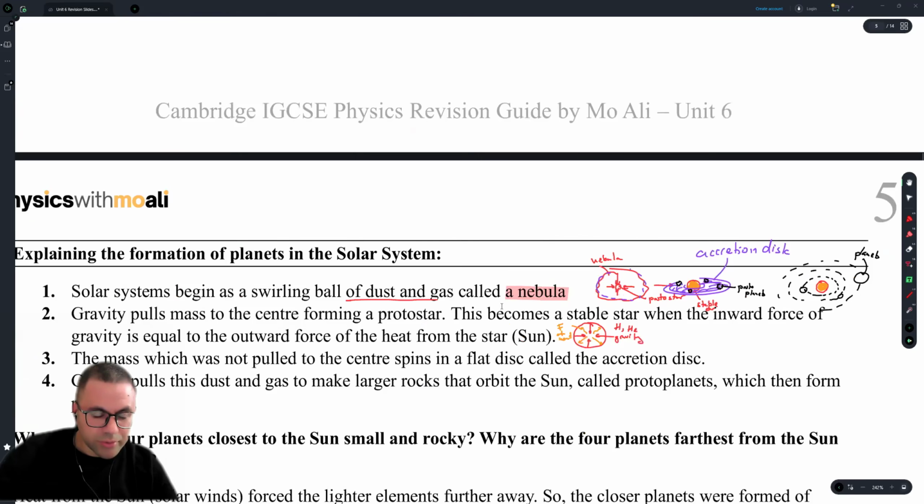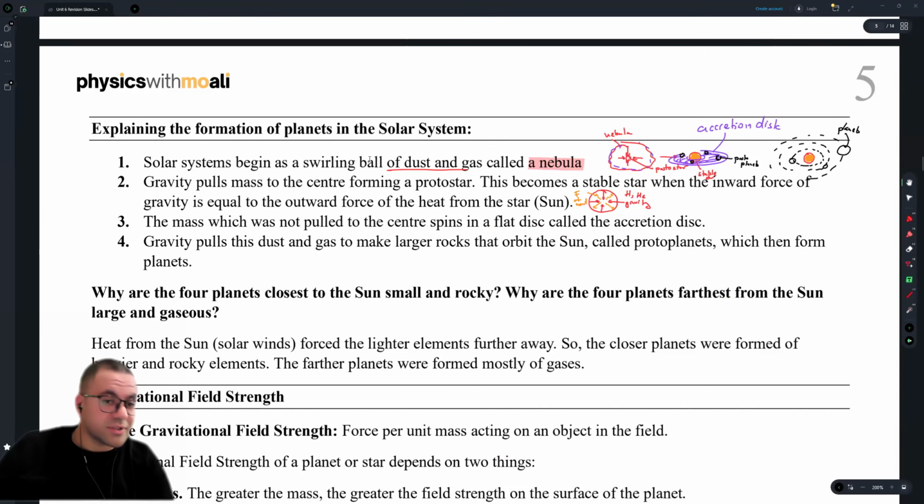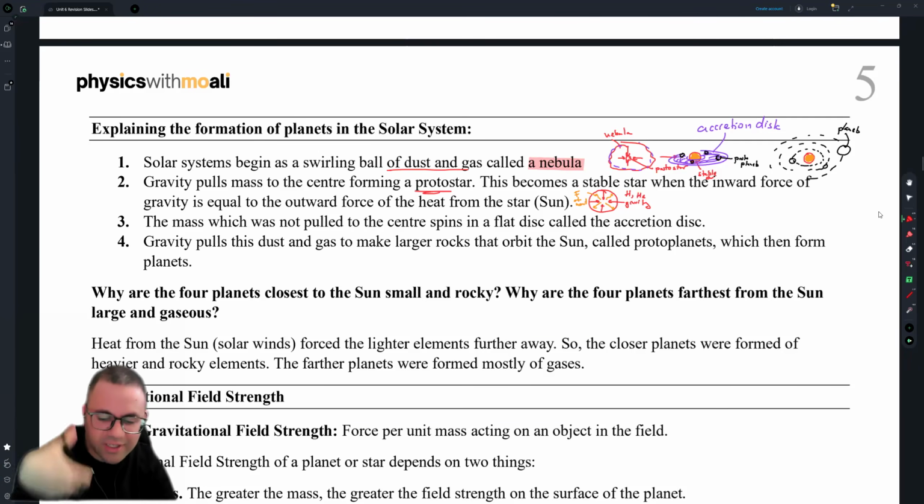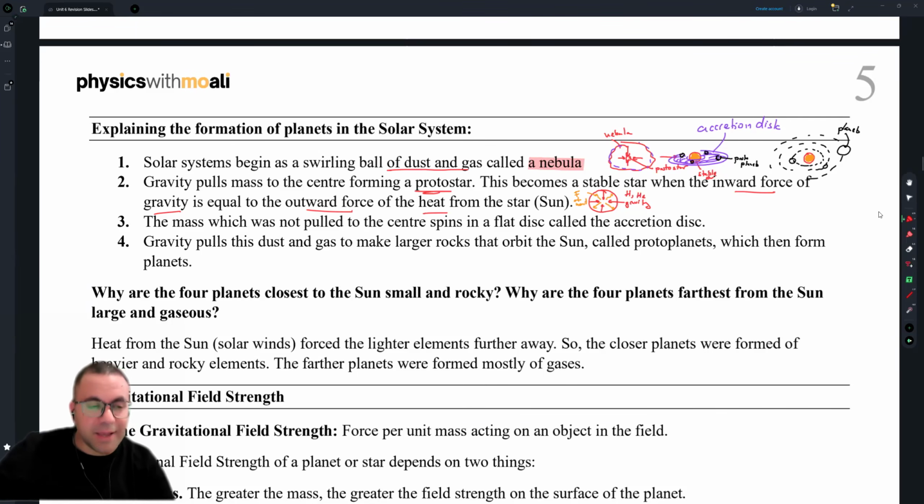Now, let's go through the steps again. You just need to remember the steps again. The solar system begins as a ball of dust and gas. You don't have to use the word swirling, for example. It's a bit too colorful. Dust and gas called a nebula. Then gravity pulls mass to the center, which forms a protostar. The word proto in space means in the process of becoming. So it's going to become a star. It's still forming into a star. And then it becomes a stable star when the inward force of gravity is equal to the outward force of the heat. Then any mass that's still left outside the nebula, which is a lot, starts spinning in a disk called an accretion disk. And then gravity starts clumping all of the dust and gas to make larger rocks that orbit the sun that are called planets and protoplanets.